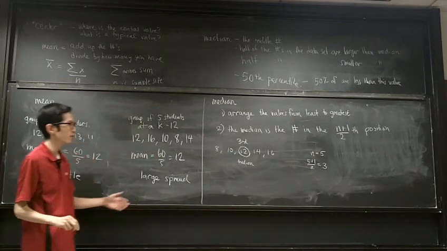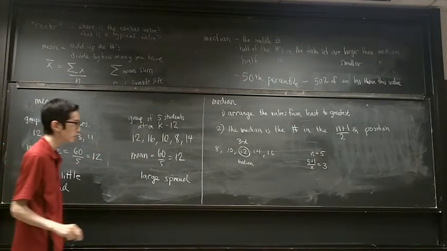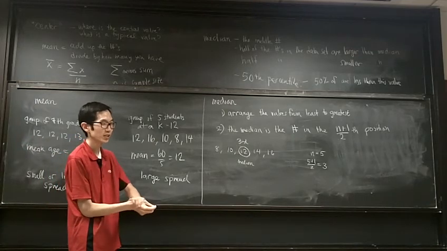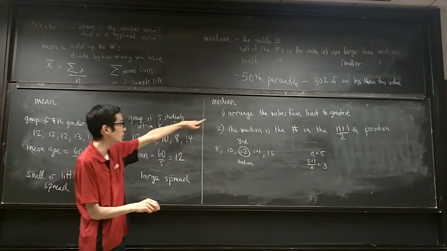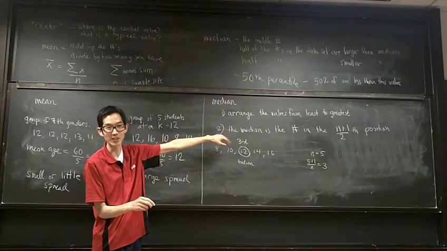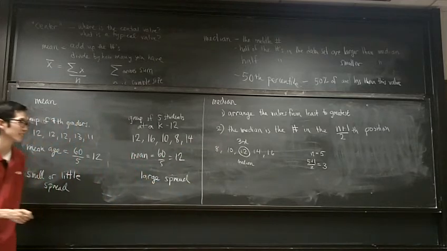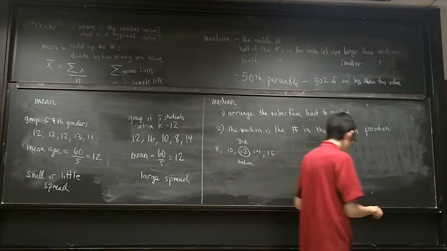It works for 5 numbers. It'll work for 200 numbers, or anything in between. But you still have to put them in order, from least to greatest. If you don't do this first step, the second step is going to be wrong.